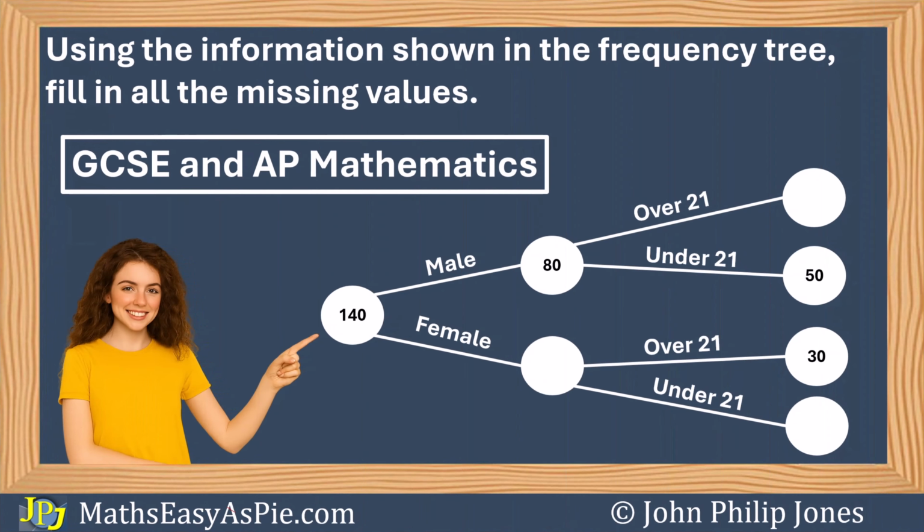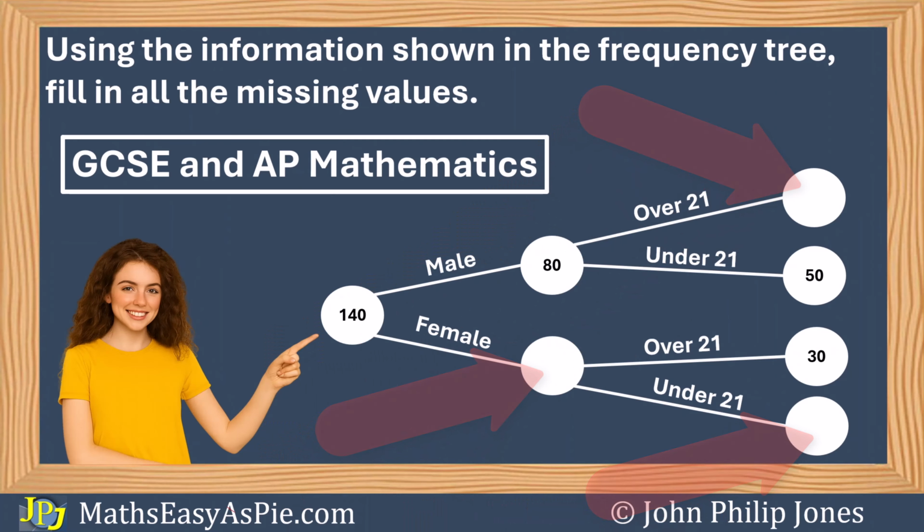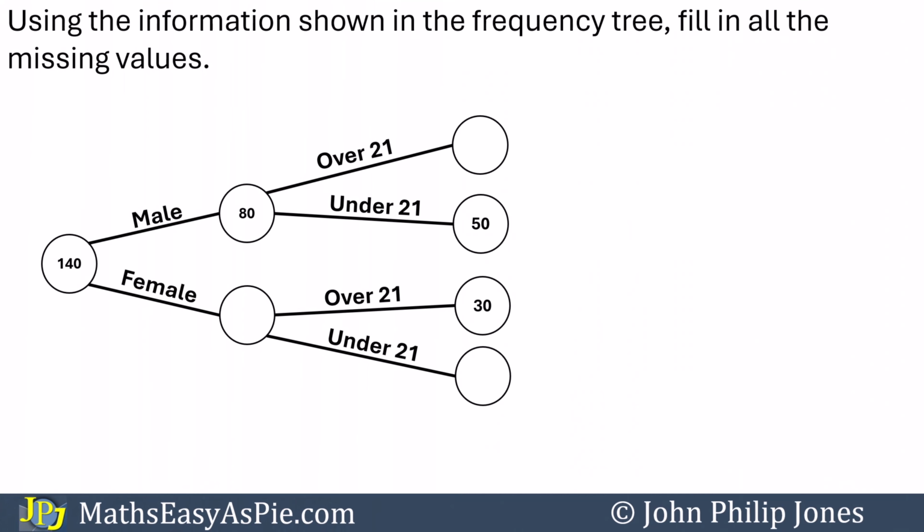Using the information shown in the frequency tree, fill in all of the missing values. The frequency tree starts off with 140 here, and we can see that here we have 80. Now this means that there are 80 males out of 140, and what we need to work out is what goes in this position here.